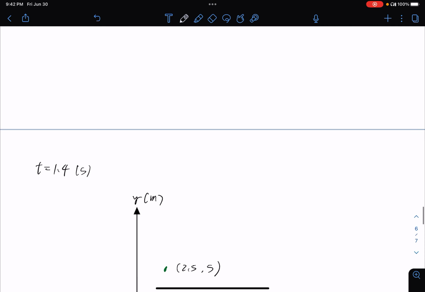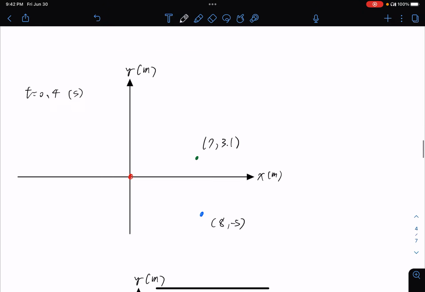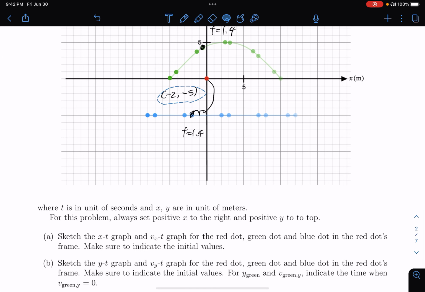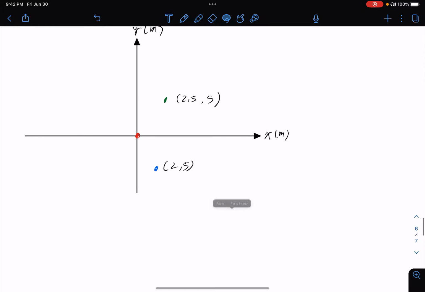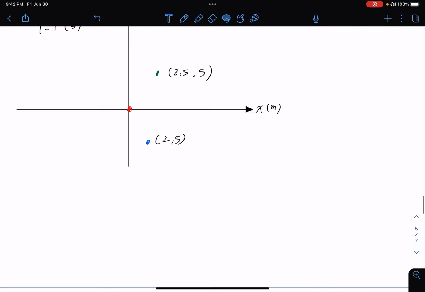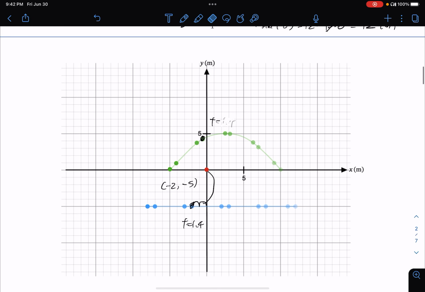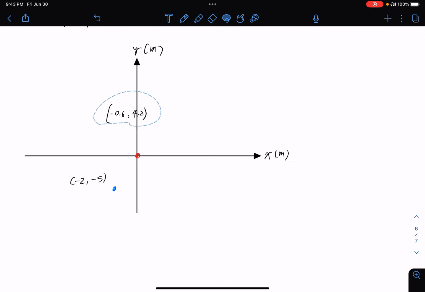Okay, so do I remember where it is? It's not 2.5, it is -2, -5. So this is where the blue dot is when t equals 1.4. It should go to the other side, like this. And the green dot will also be negative, about 0.6, so minus 0.6 on the left hand side. And 1, 2, 3, 4, 4 plus a little, let's go 4.2. So here we have our green dot when t equals 1.4. It is also on the left hand side of the y-axis.